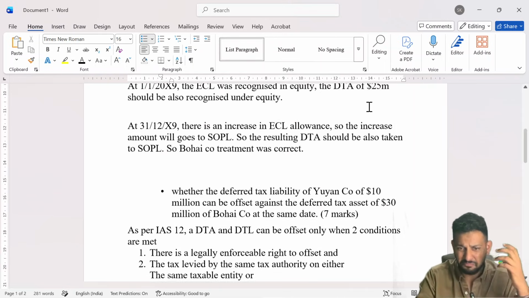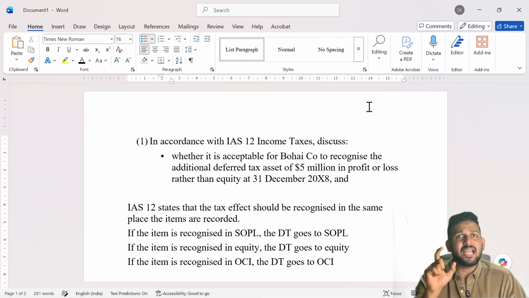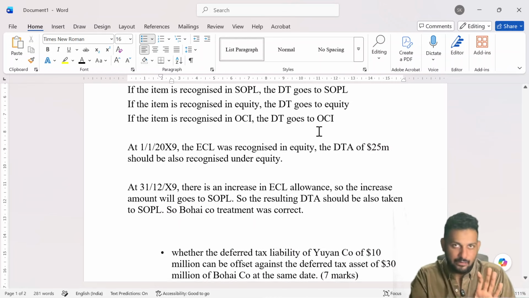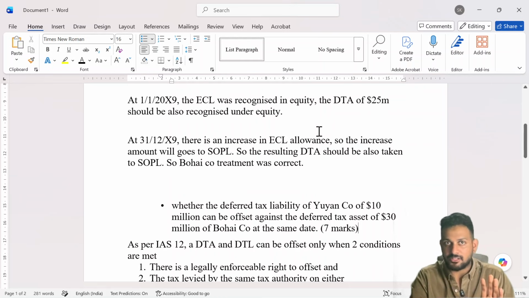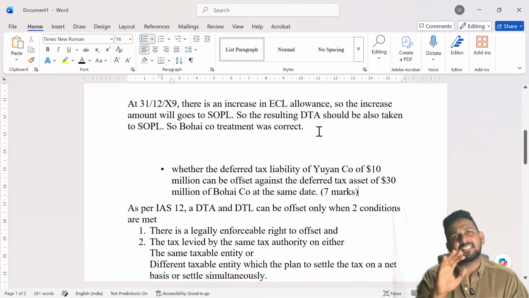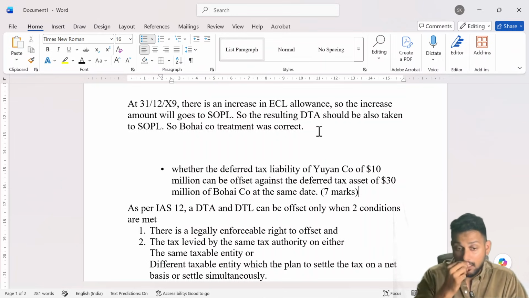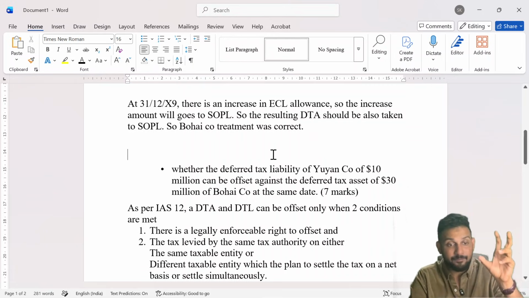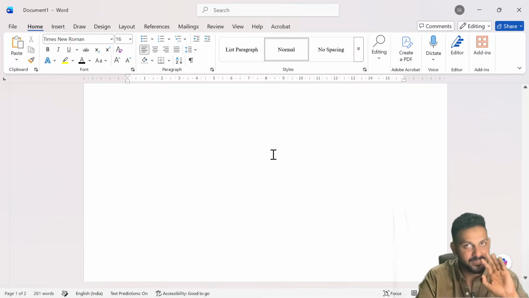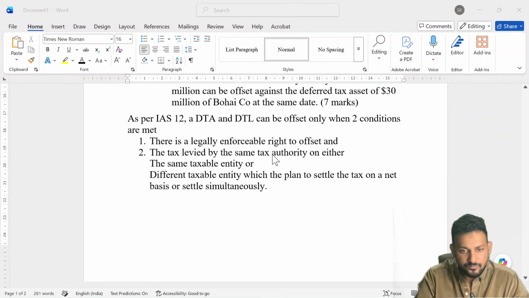Very simple one. So always remember, deferred tax is actually a complex topic, but don't worry about the calculation, because in most of the deferred tax questions, the calculation part is very minimal. The only thing you have to remember is the concepts. Remember the concepts and explain them. You'll get the marks.